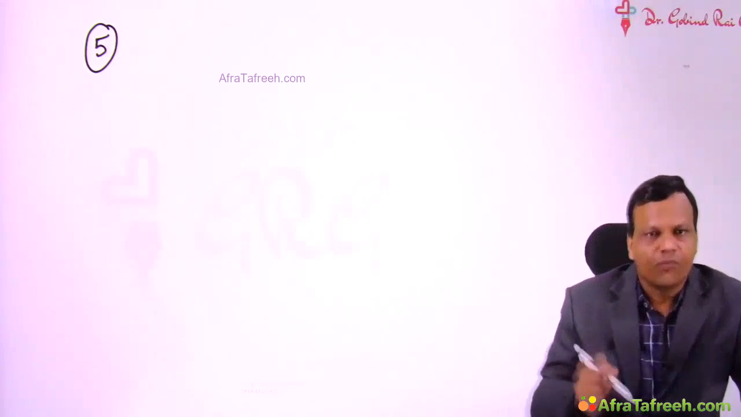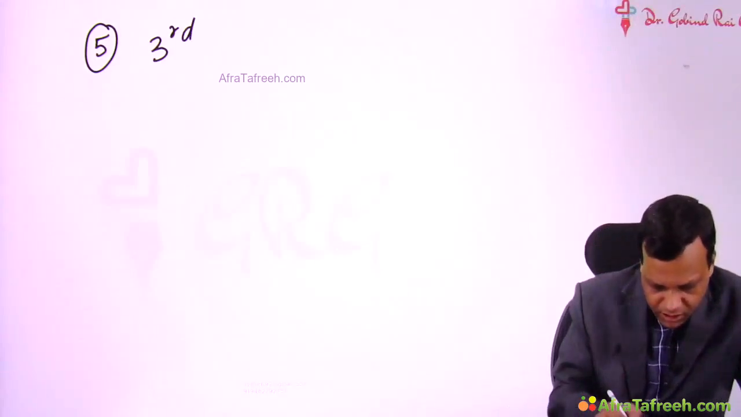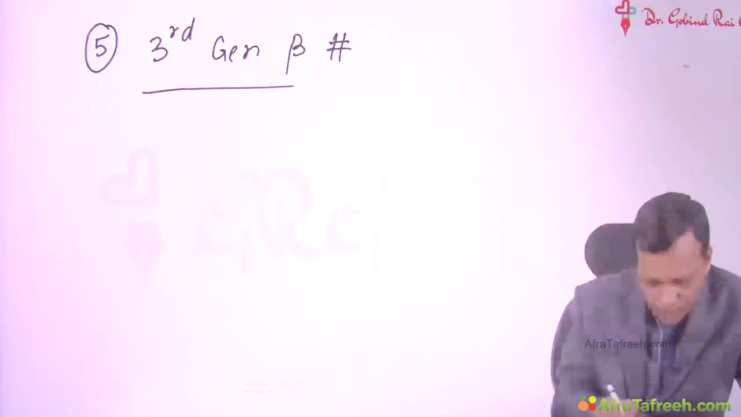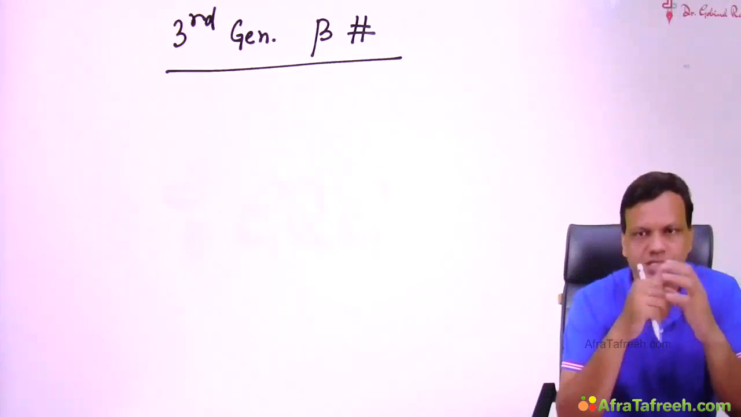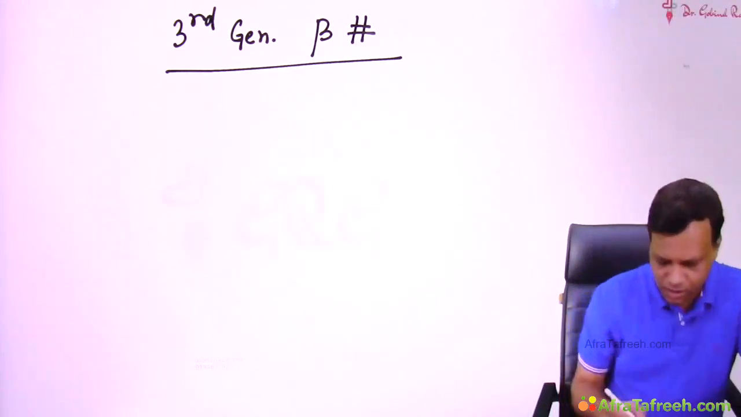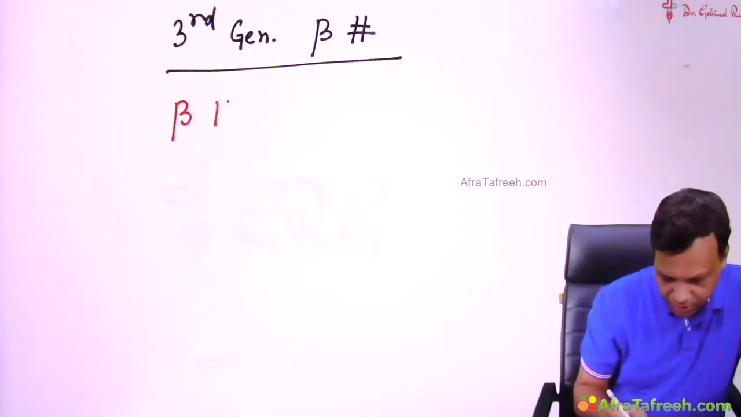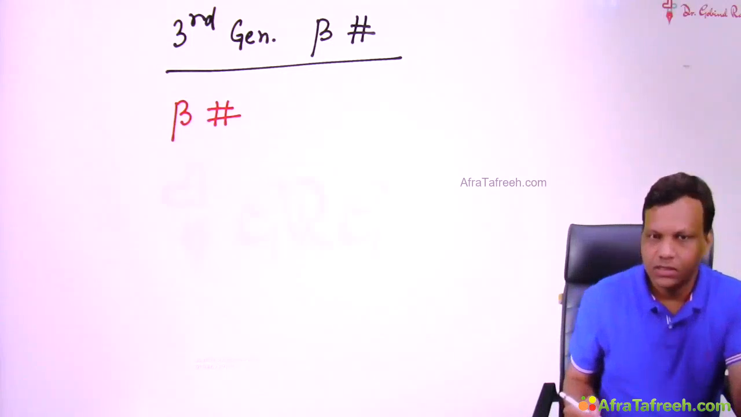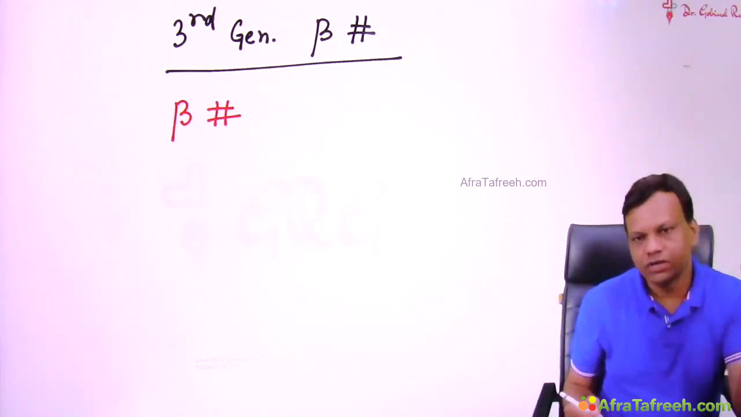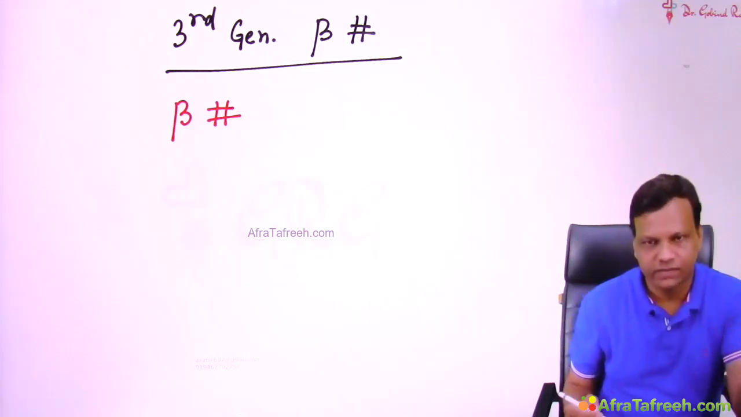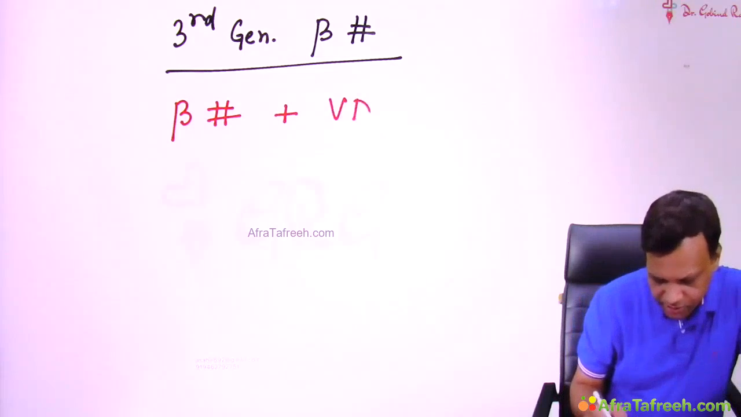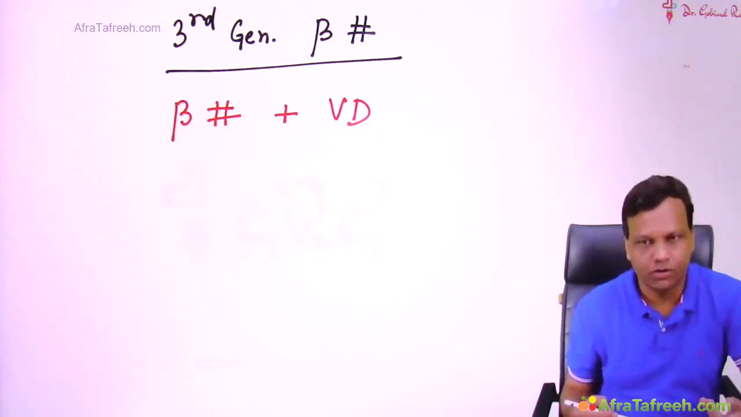The next important property of beta blockers is third generation beta blockers. So here we will discuss third generation beta blockers. A third generation beta blocker can be any beta blocker. It may be first generation, that means cardioselective, or it may be second generation, that means non-selective. So any beta blocker which causes vasodilation is called a third generation beta blocker.